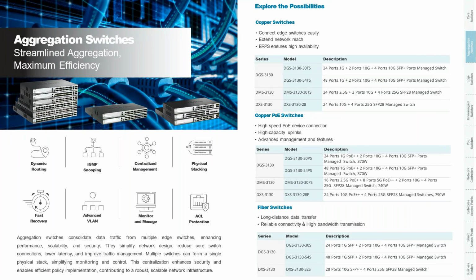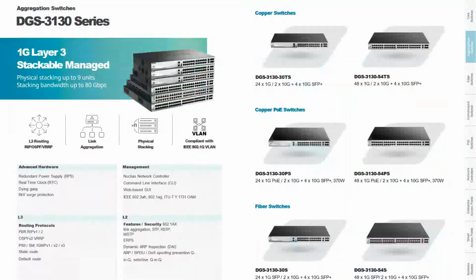So we have here the DGS 3130 series, the DMS 3130 series, and the DXS. The M in this case stands for multi-gig, and the X stands for 10. So there isn't quite the same level of power as at the core, but that's what you'd expect from an aggregation layer switch.